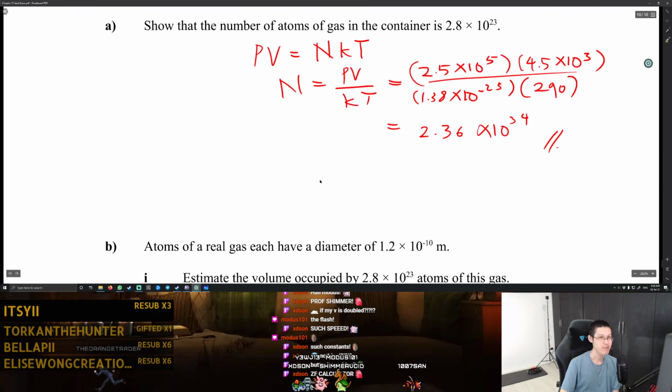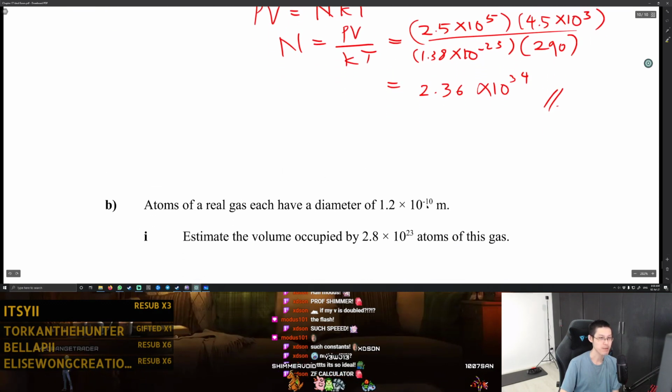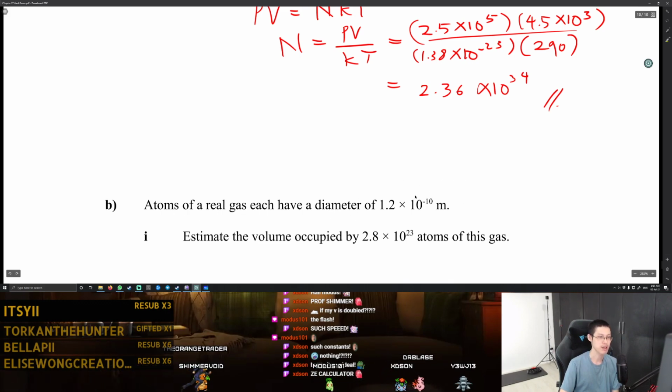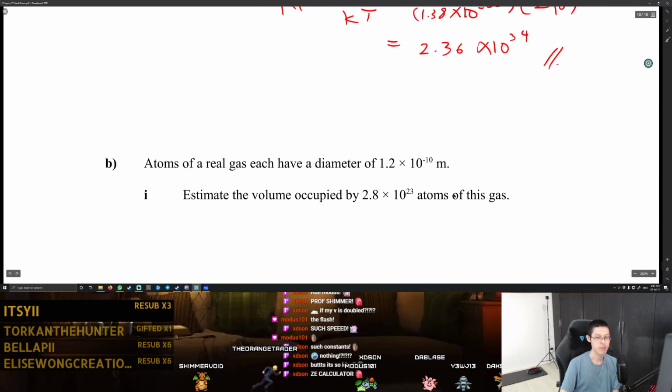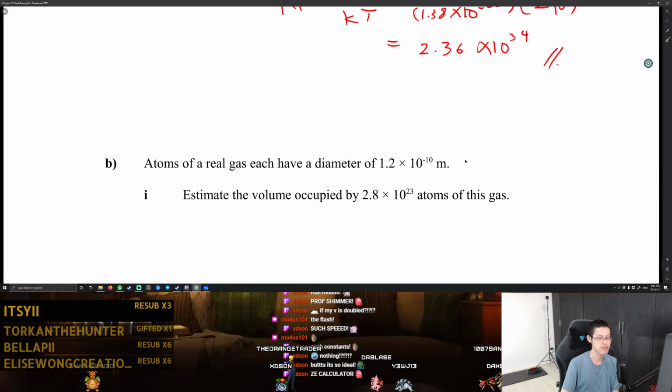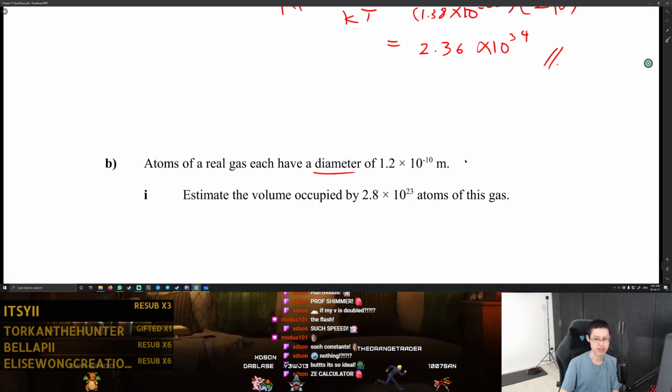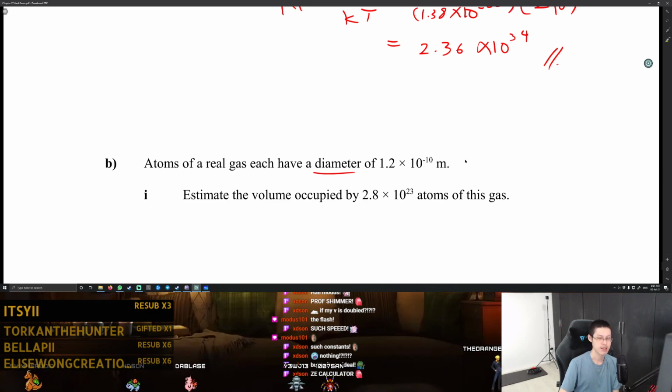And then next up we have atoms of a real gas have diameter of this. Estimate the volume occupied by these many atoms of this gas. Okay, so again, you can model it as a sphere or a cube. It's up to you. Let's say we model it as a cube, right? Oh, but this is a diameter though. They mentioned diameter. So if they mention diameter, I think they want you to model it as a sphere, because cubes don't have diameters, right?